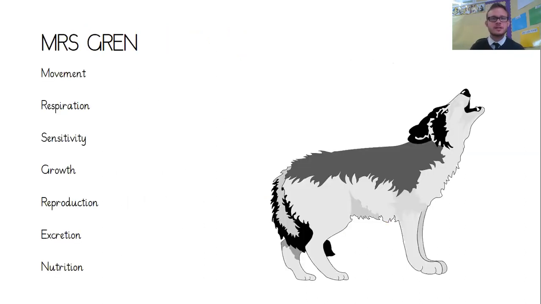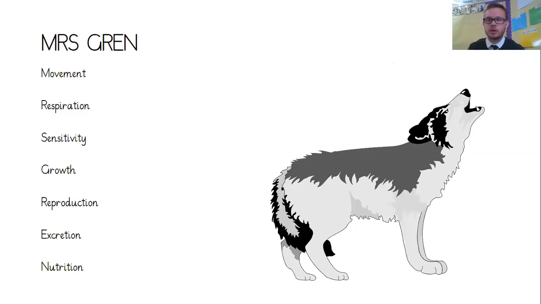So let's have a look at the wolf. Okay, easiest way to remember this, I'm just going to move myself a little bit there. We've got movement. Well, obviously a wolf moves around. Respiration, do you know what that means? Breathing, yeah. And as we know, animals and plants need to be able to breathe in order to survive. We are breathing all the time.